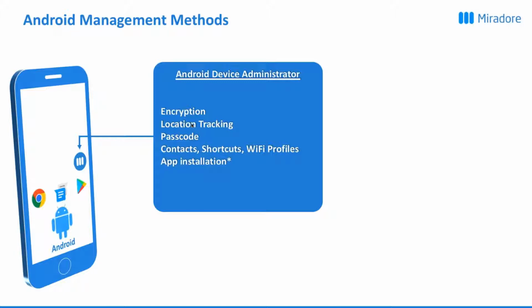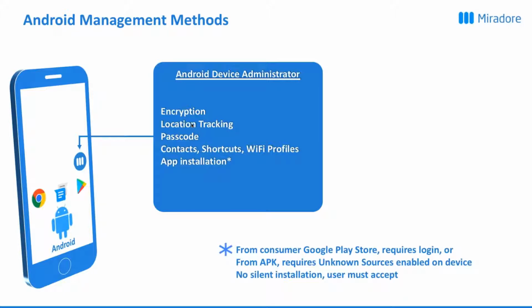There's also support for app installations, but keep in mind that this is from the consumer Google Play Store. This means that the user needs to be logged into the Play Store app on the device to be able to receive the app. Or you could potentially also push an APK, but this would require you to turn on the unknown sources feature on the device for the installation to go through. It also means that there's no silent installation option. The user must actually accept the installation of the app.